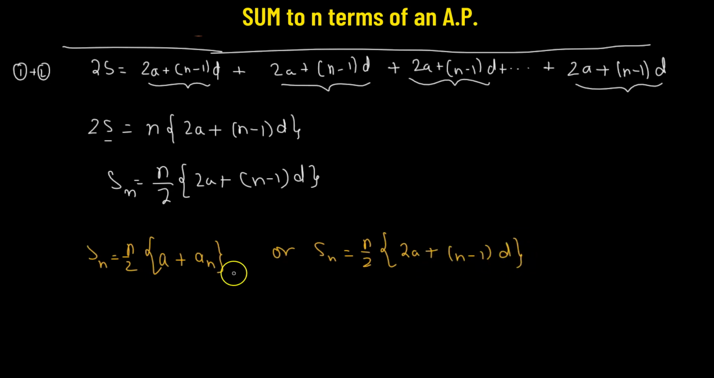So actually these are exactly the same formula, because we know that our nth term, if we use the formula for the nth term, which is a plus n minus 1 times d, and we replace it in place of an, the first term will get added to a to give us exactly this particular formula. So let's use this formula to work on some problems.